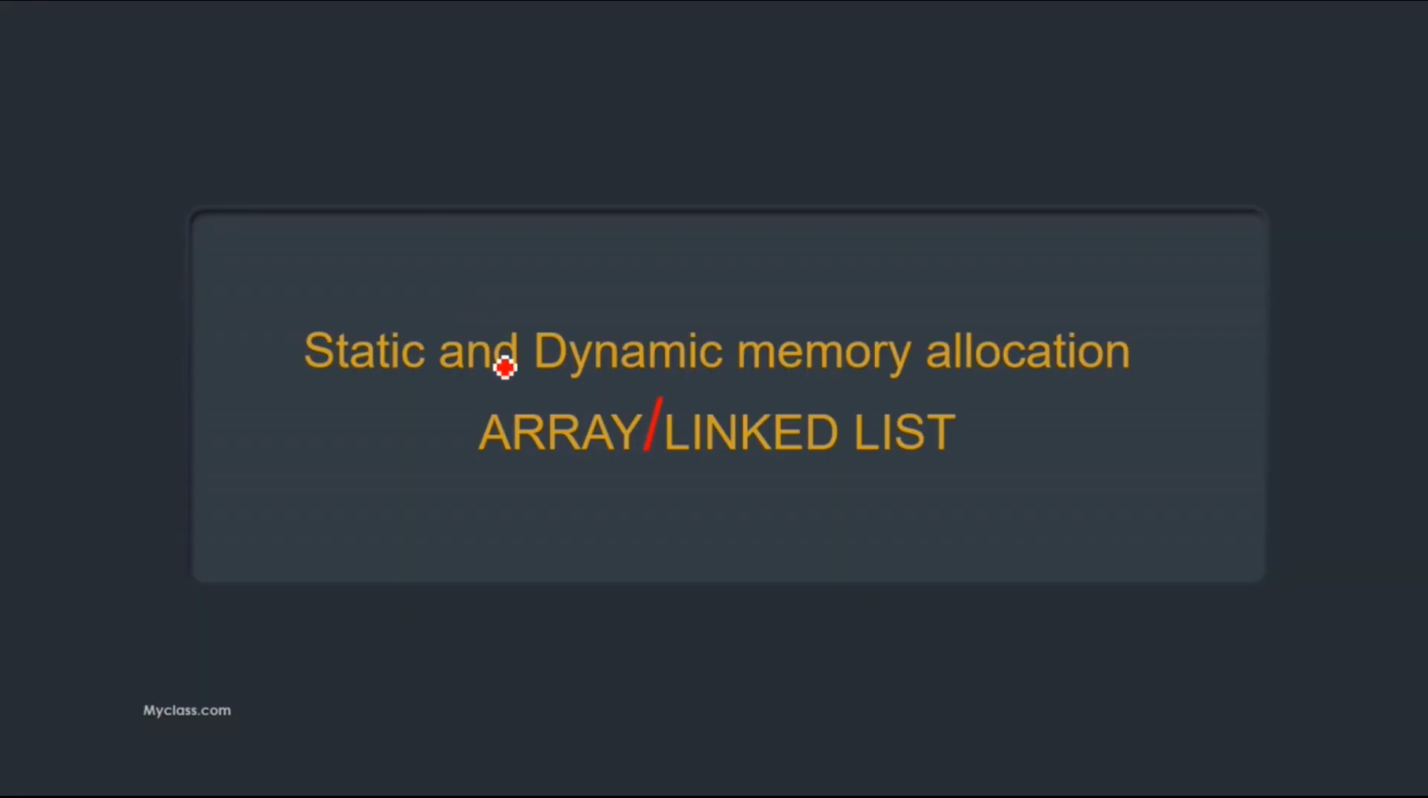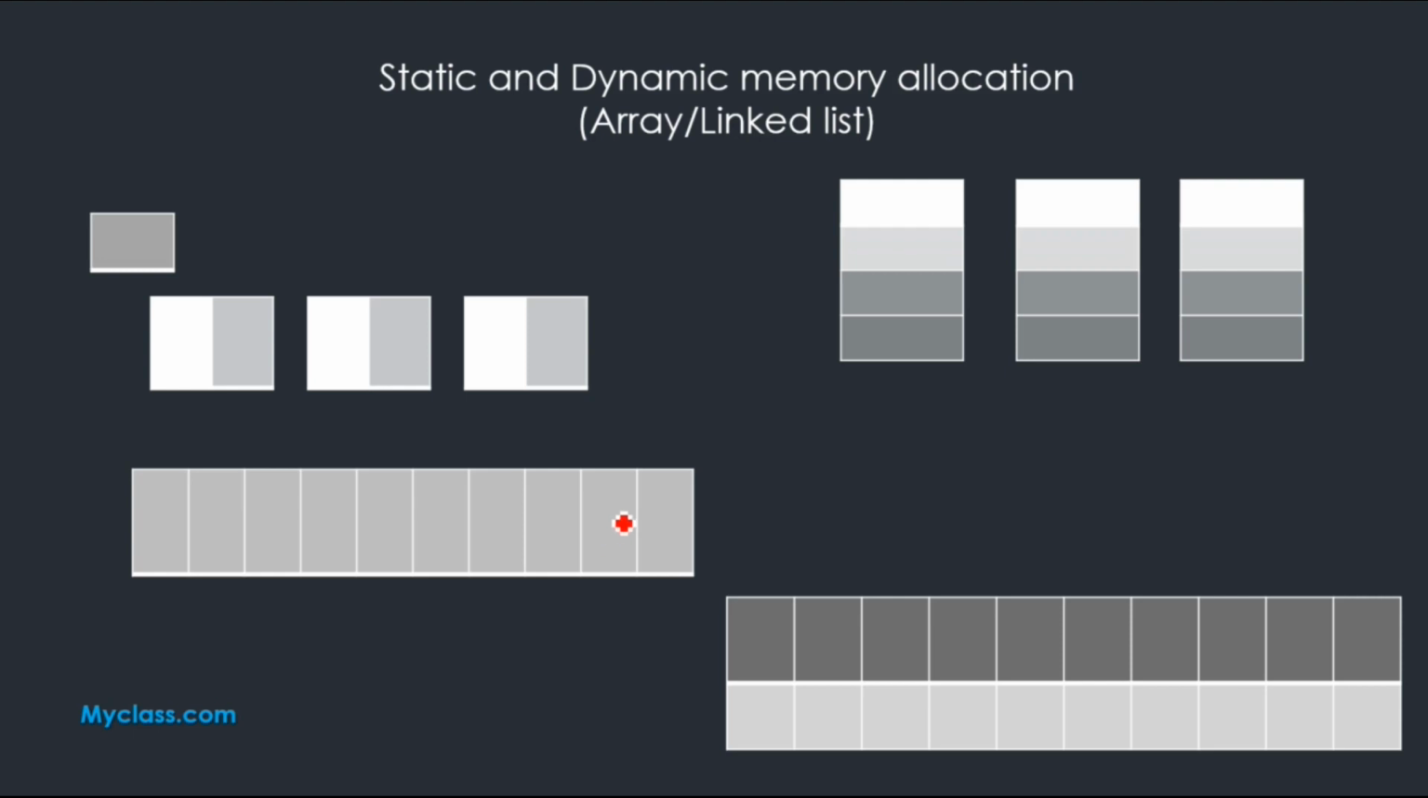Dear students, our topic is static and dynamic memory allocation. We are comparing static memory allocation and dynamic memory allocation on behalf of array and linked list. We all know that array follows static memory allocation and dynamic memory allocation is done by the linked list. So we are discussing static and dynamic memory allocation.